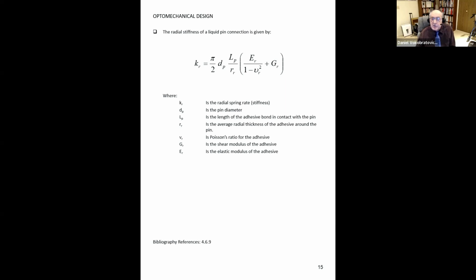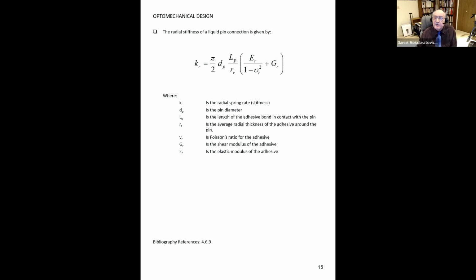In this equation, we see that there are a couple of terms that are very important. One, of course, is the diameter d sub p of the fixed pin. Another is the length of engagement of the adhesive, L sub p, in contact with the pin. R sub R is the average radial thickness of the adhesive around the pin. That is simply the diameter of the hole minus the diameter of the pin divided through by 2. The term in brackets has to do with the elastic properties of the adhesive. Its elastic modulus, its Poisson's ratio, and its shear modulus. Generally speaking, these properties are not well understood.